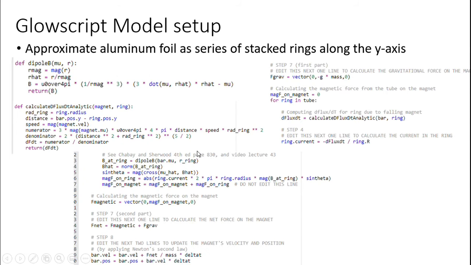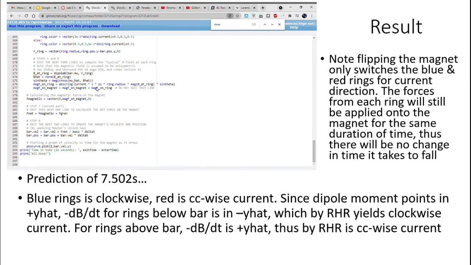This is what my model looks like, all coded up in GlowScript. Note, we are approximating the aluminum foil as a series of stacked rings along the y-axis. These functions here calculate the magnetic field of the magnetic dipole and the change in flux over time using the formulas previously shown. This is where the current is calculated, and this is where the magnetic force is calculated, and this is where the velocities and positions are updated. After running it, our model predicts 7.502 seconds.